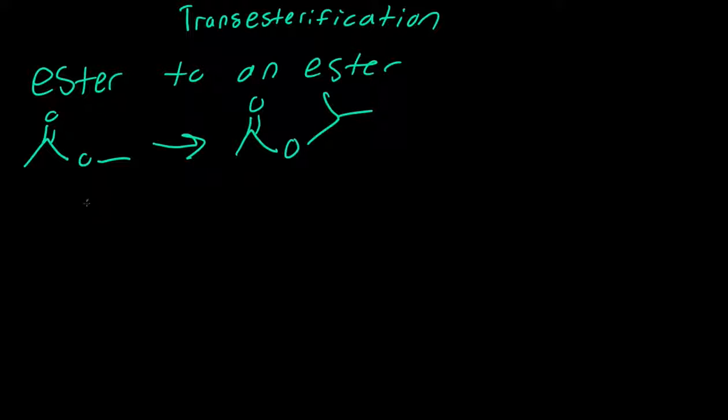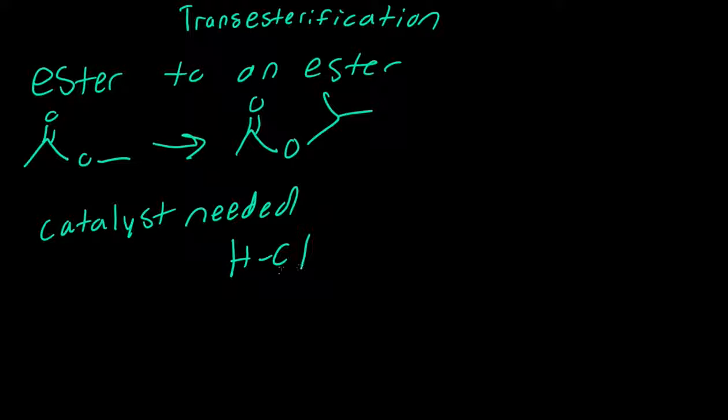So this needs a catalyst. Catalyst needed. One typical catalyst is an acid catalyst, and that would be HCl. And when we want to go from this ester to this ester, we're going to need to use an alcohol. So we can use an acidic catalyst and an alcohol.